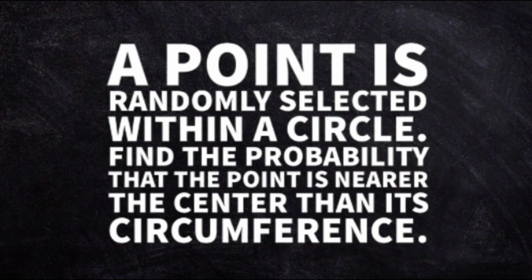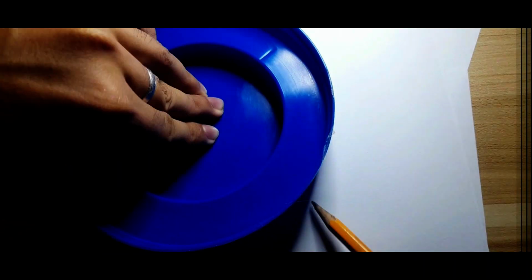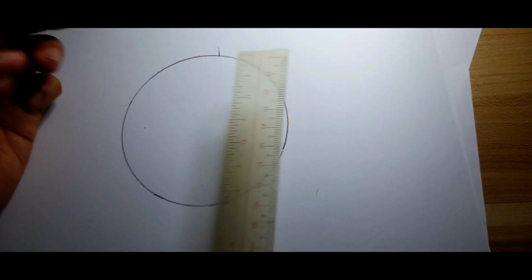A point is randomly selected within a circle. Find the probability that the point is nearer the center than its circumference. So let's make a circle and put a lot of points on it.